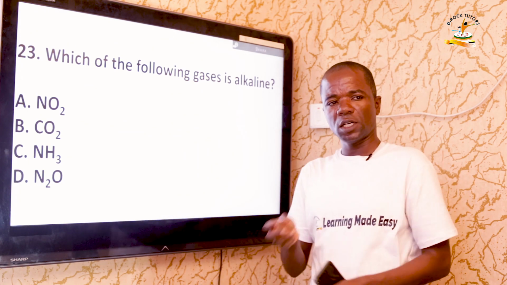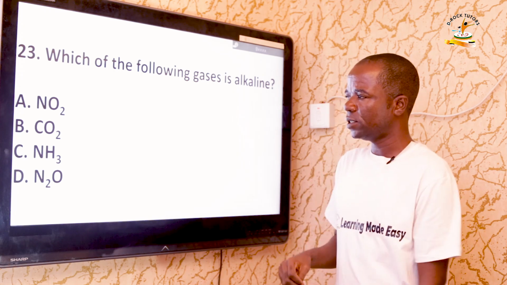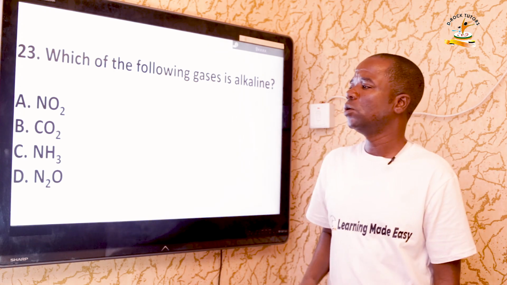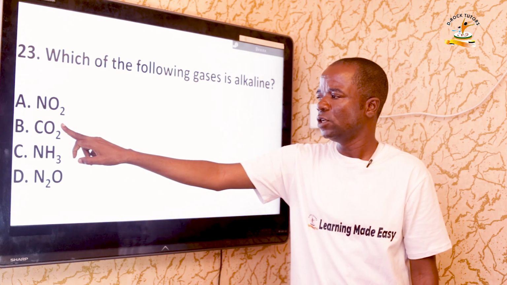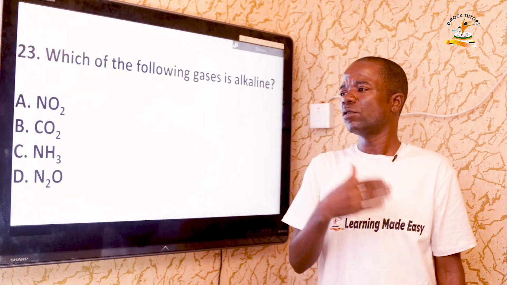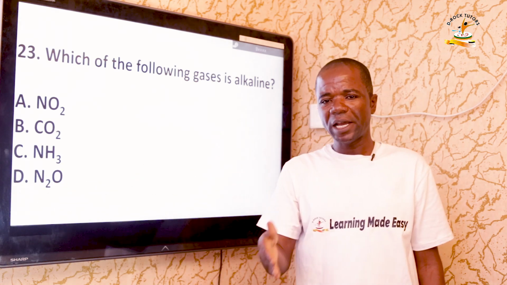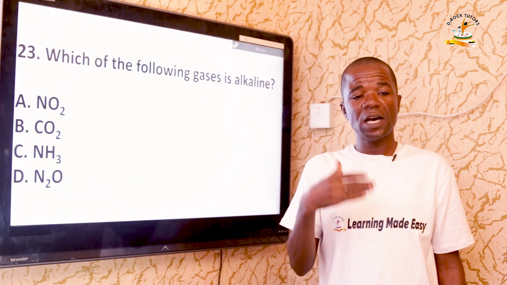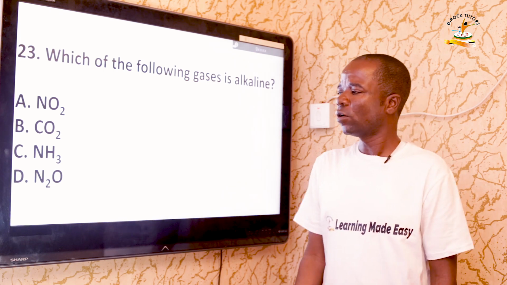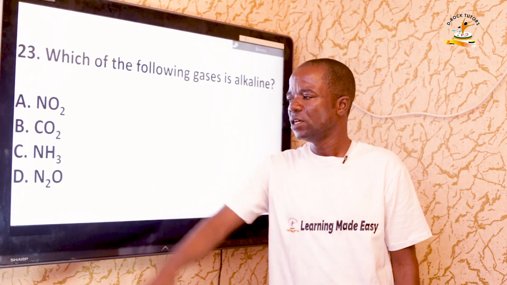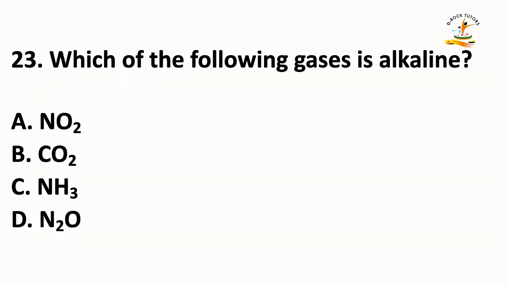If it dissolves in water, it forms not one, but two acids. That's HNO2 and HNO3. Option B, that's CO2. Carbon(IV) oxide is also an acidic oxide. If you look at option D, that's dinitrogen(I) oxide, also called laughing gas, an example of a neutral oxide. So the correct option, like I've said, is option C, ammonia. Ammonia is an alkaline gas.